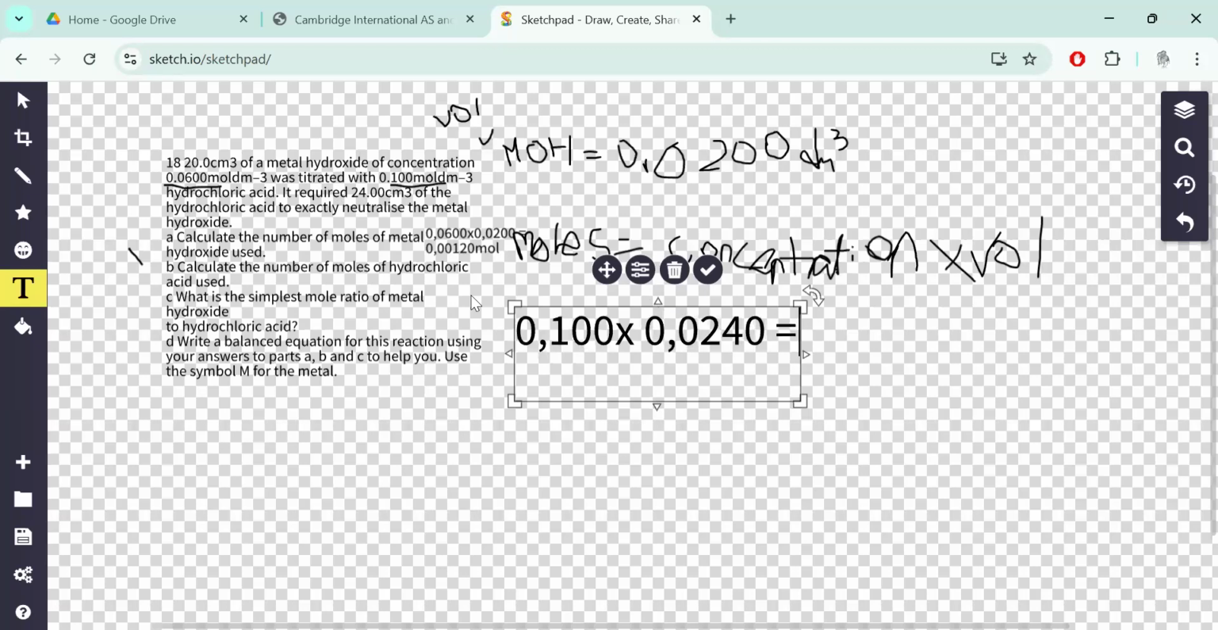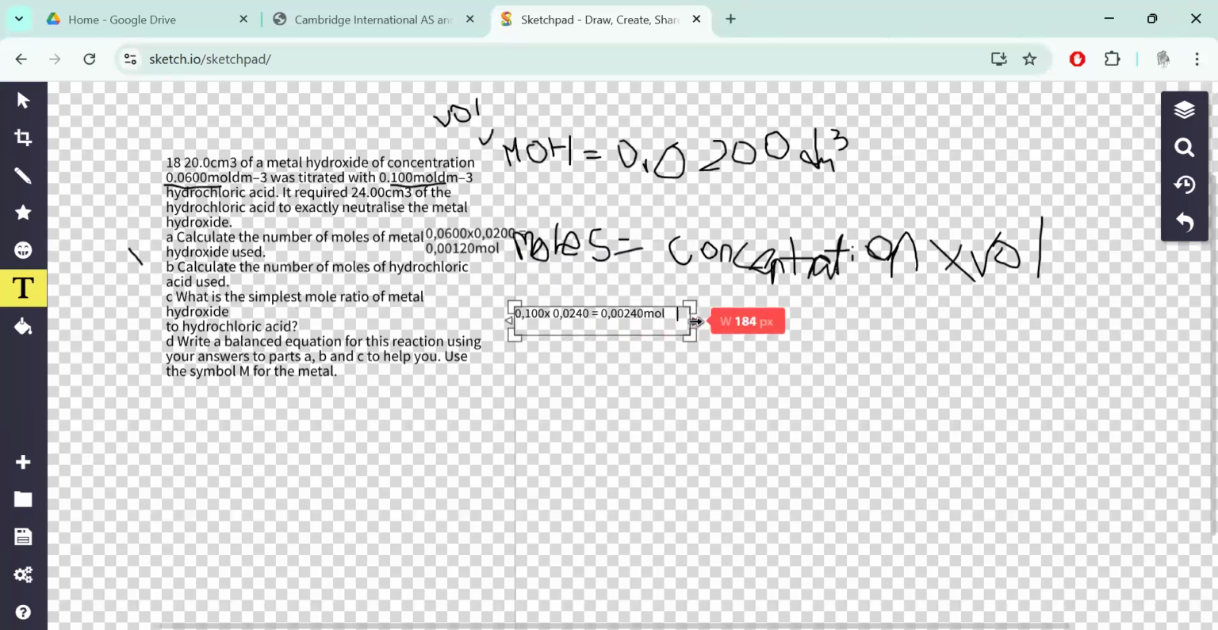That would be equal to 0.00240 mole. So this is the answer for question B. It's basically the same as question A. When trying to calculate the mole, you can times concentration times volume. That would be the formula. So far, do any of you have any questions? If you have any questions, feel free to ask.